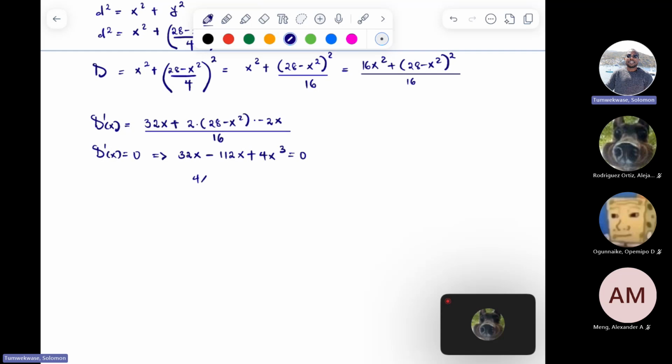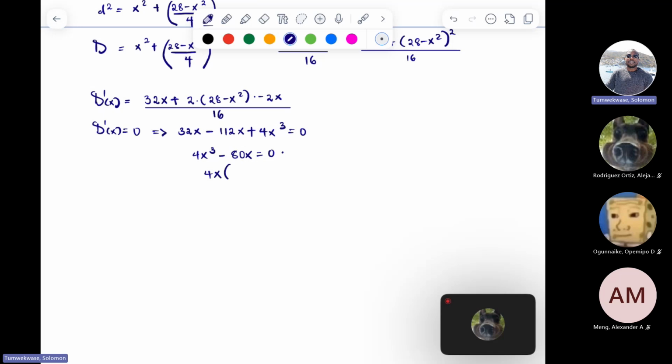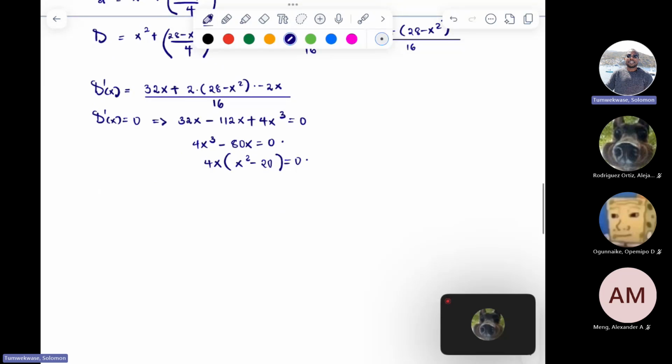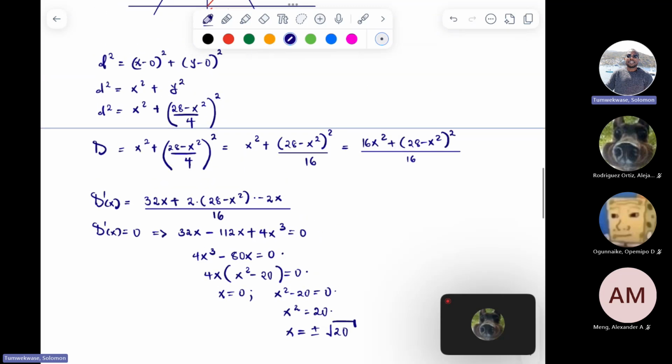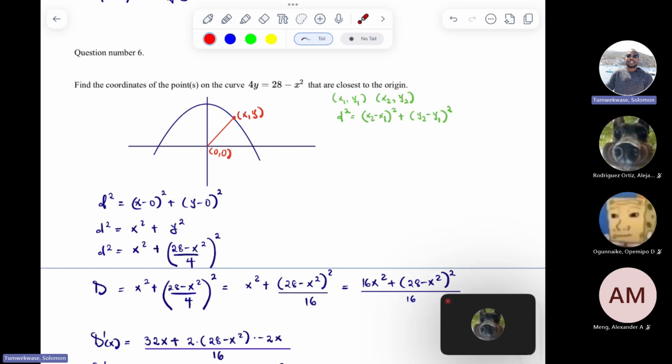So this means 4x cubed, 32 minus 112, that is the same as minus 80x, and this is 0. So I can pull out 4x, and this will be x squared minus 20, and this is equal to 0. And what does this mean? This means that either x is 0 or x squared minus 20 is 0. So x squared is equal to 20, and x is plus or minus square root of 20. For the same reason, we are trying to find a distance.